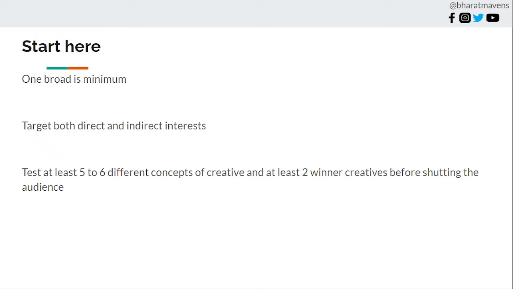Test at least 5 to 6 different concepts in each targeting or in each ad set before you conclude that this audience is not working. We at least test 2 to 3 winner creatives. So from the other winner creatives, we push them into a new ad set with new targeting and see if this new winner creative also fails. If the winner creative is failing, then you can say that, okay, the audience is not working. But even with winner creatives, we test at least 2 winner creatives.